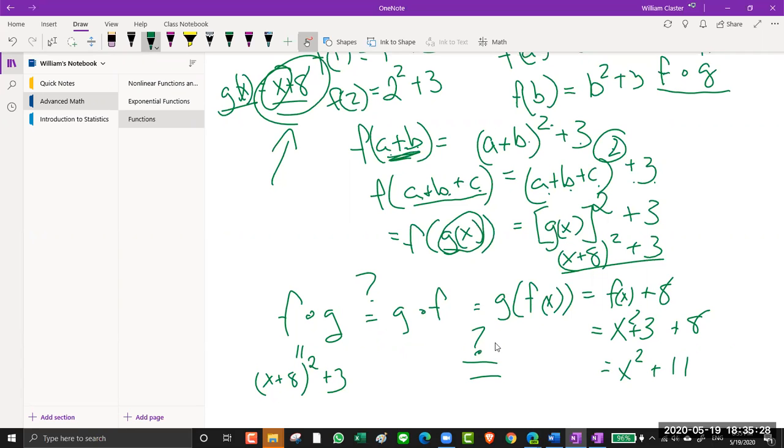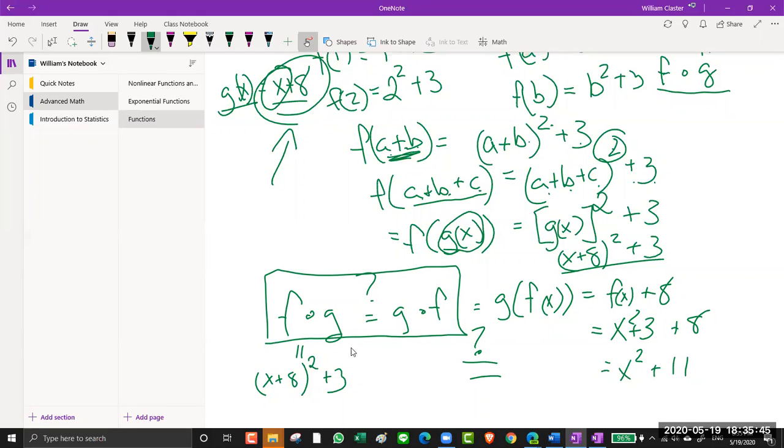So, are they equal? No, they're not. Pretty clearly they're not equal. So is this true? No, it's not.